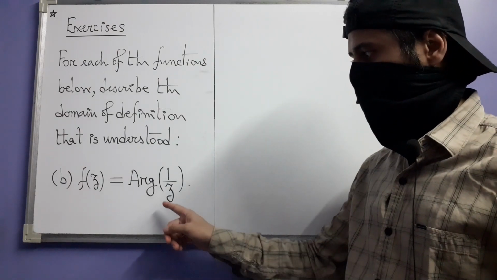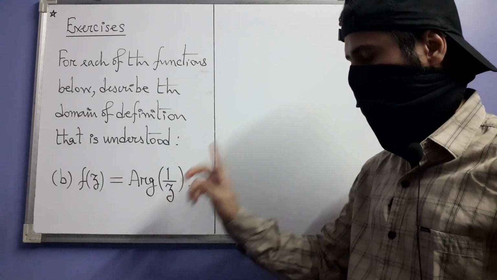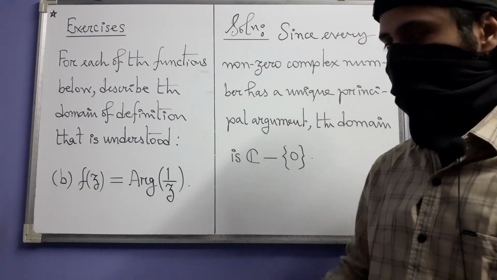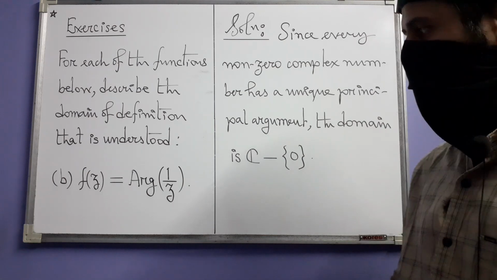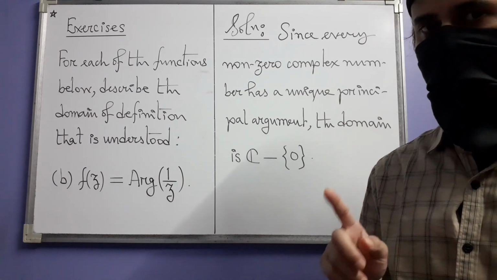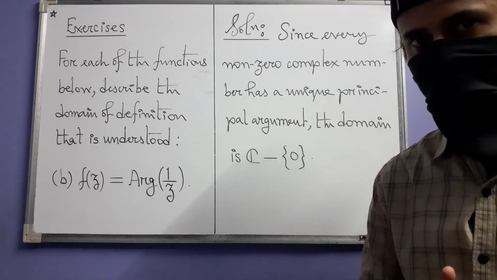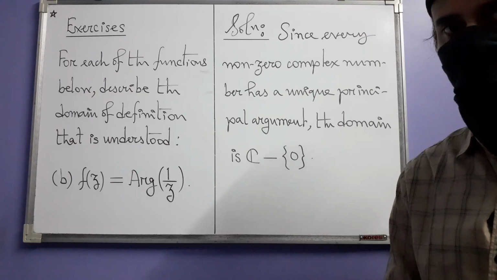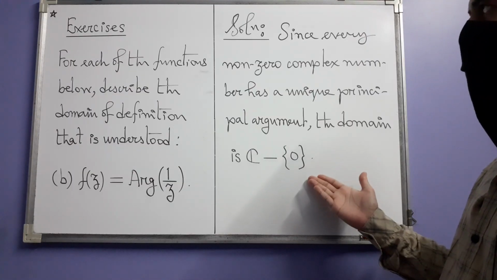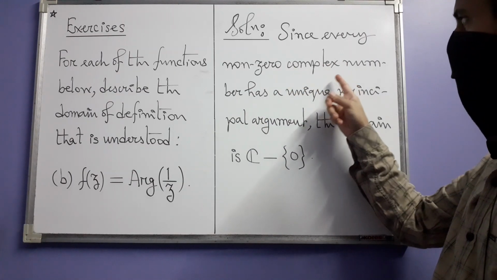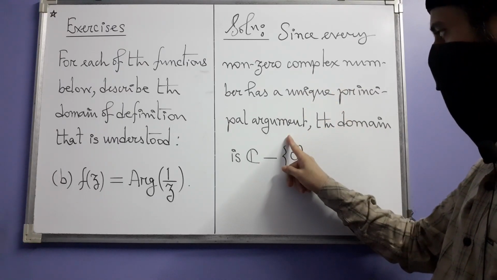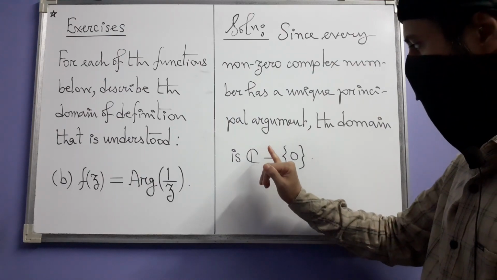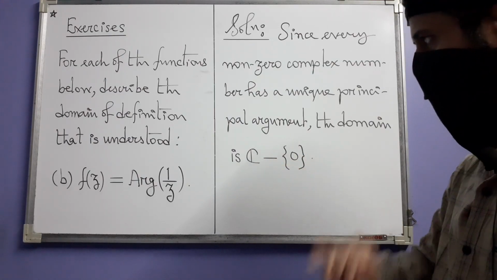Next, part B. Here the function is the principal argument of 1 divided by z. Now obviously here the only problematic point is 0. Every non-zero complex number has a unique reciprocal which is also a non-zero complex number, and which, because of that fact, has a unique principal argument. So we have written the solution like this. Since every non-zero complex number has a unique principal argument, the domain is the set of all non-zero complex numbers. That is, from the set of complex numbers we have removed 0.